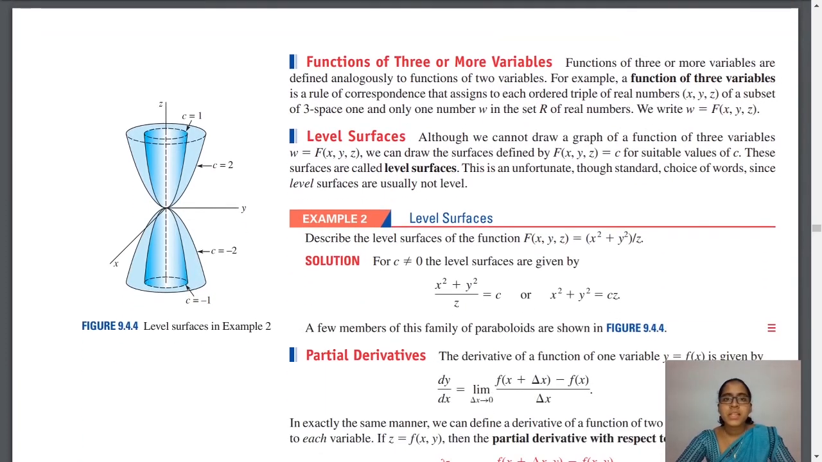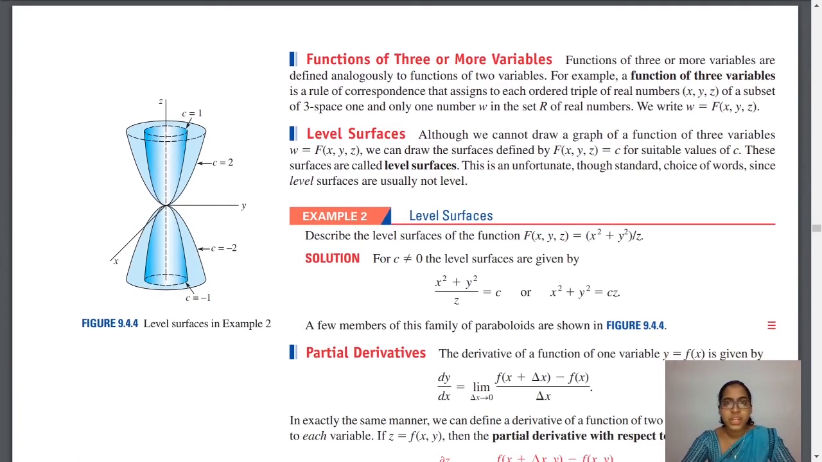We began this section by discussing functions of two variables. Here we move on to another level, that is, functions of three or more variables. Again, this is similar to functions of two variables. A function of three variables is a rule of correspondence that assigns to each ordered triple of real numbers of a subset of three-space one and only one number w in the set R of real numbers. That is, w is equal to capital F of x, y, z.